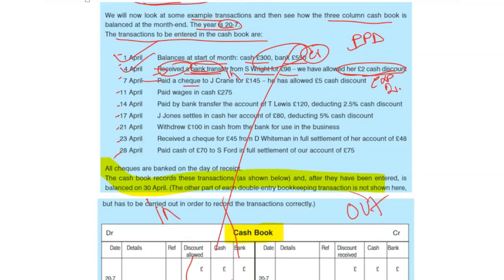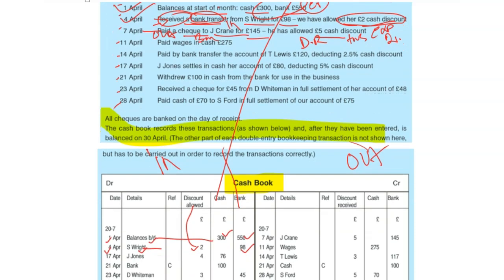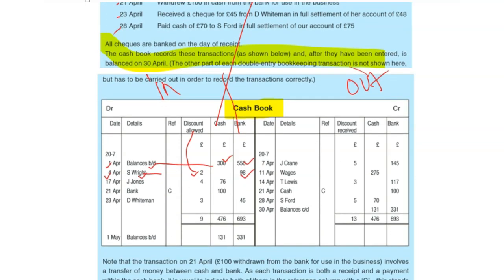Number 3, paid cheque. So money out, no doubt, is going to go on the credit side. And a cheque means bank, so it goes into the bank column. J. Crane, 145. He has allowed £5 discount to us. That means it is a discount received. We have received a discount. We're going to record it on the credit side. Stay tuned. At the bottom, 7th of April, J. Crane in the detail, discount received column £5, and 145 we paid.